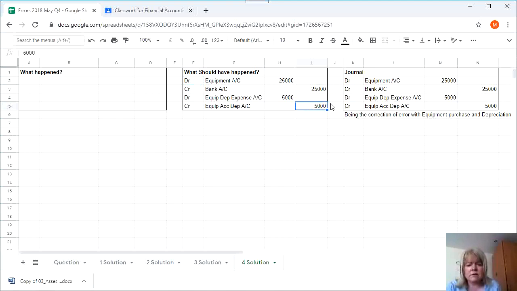And that then is our solution as well, so it's our journal entry. And again, you'll see debits and credits add up here to the same total of 30,000 on either side, and there's a note underneath to say it's a correction of an error with equipment purchase and depreciation.